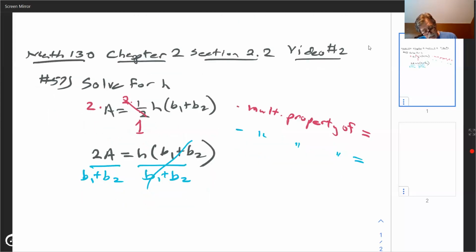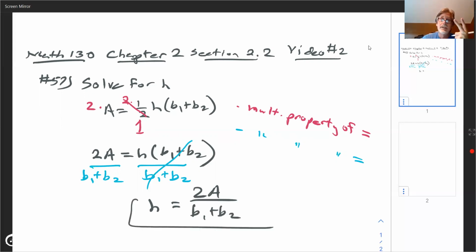And now we get to parade down the streets like the winners we are and simply say, hey, look, h is equal to twice a divided by the sum b1 plus b2. So even though it looked horrendous, in 2 steps, it's doable. So look for those kinds of moves, the same moves you do when you're solving equations, you do with formulas.